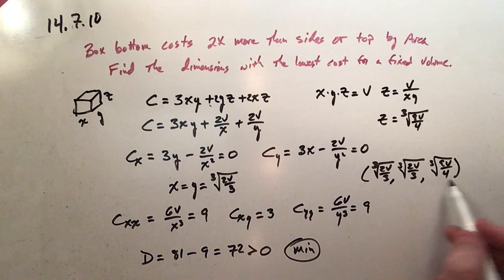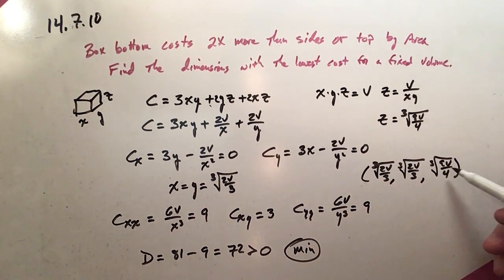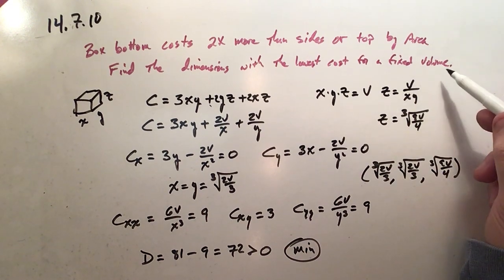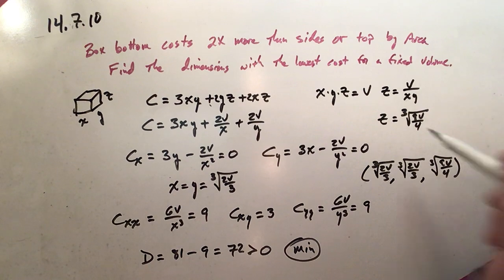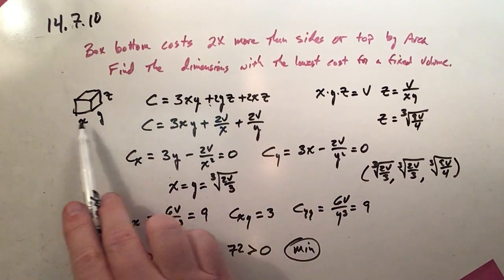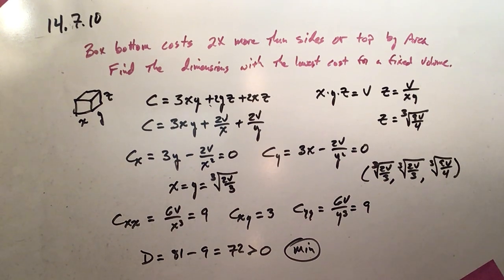Using these dimensions will guarantee that we have the lowest possible cost for the fixed volume V. So once we know the volume of the box, we can plug it in, and that would tell us how big to make each side to guarantee that with this condition of the bottom costing twice as much as the top, the box will have the lowest overall cost.